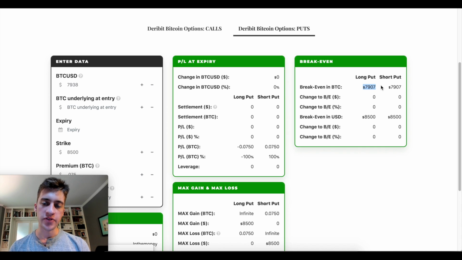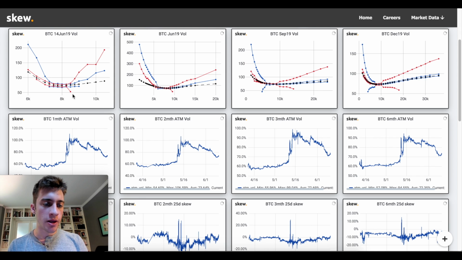If price settles above 7,907, then you might be in a bit of a drawdown or a bit of a loss. Now, why is this special? Why did I just do all of this? Well, I want you guys to see something else now. This is a very low implied volatility, meaning it's probably not the worst idea to buy this if you're bearish.